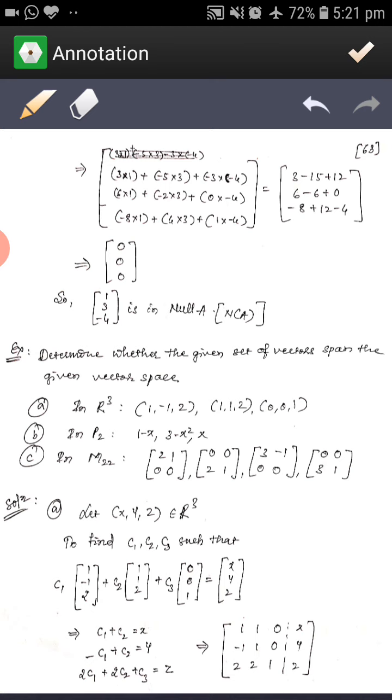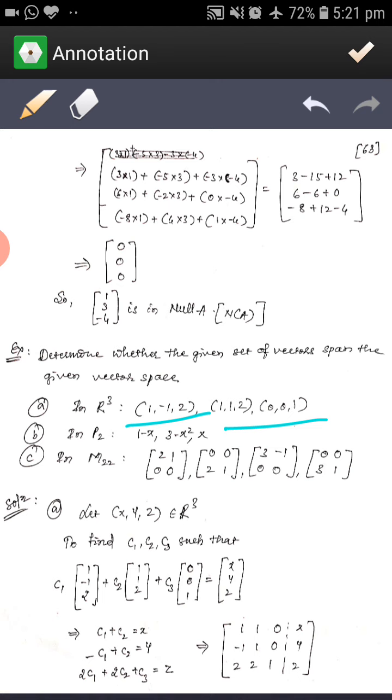Similarly, the problems we have seen previously are the same problems, just like a revision here, asked in different ways. Determine whether the given set of vectors span the vector space. In the first case, n is equal to 3, the number of elements in the vector is 3. There are 3 vectors here.